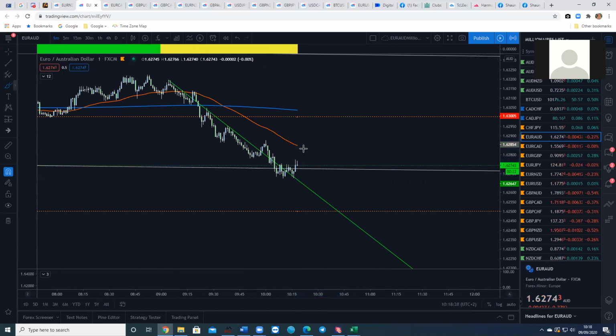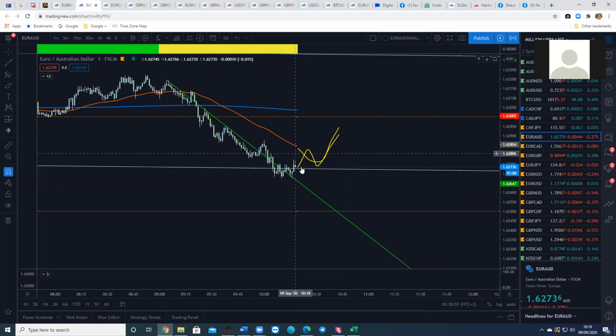We want that curling back round, and then we want this break and a retest to go. That's a 10 pip break and retest. So in that, if we get the break and the retest, pitchfork touch 1, break and retest 2.